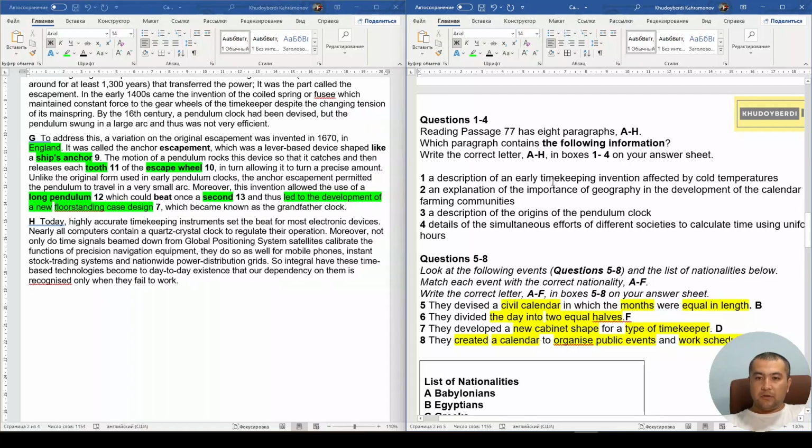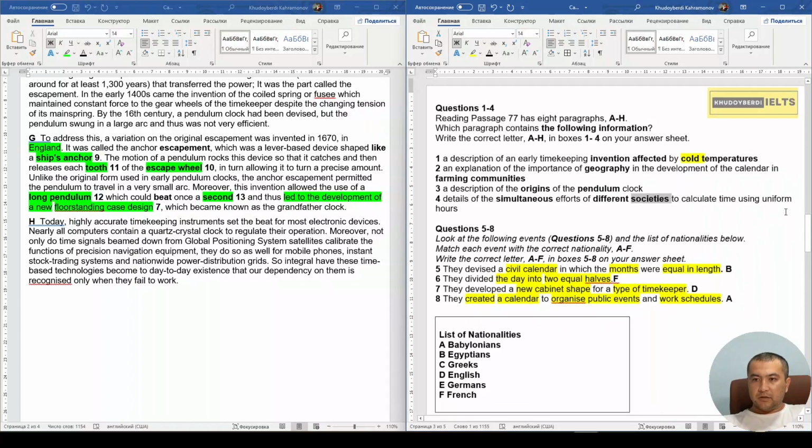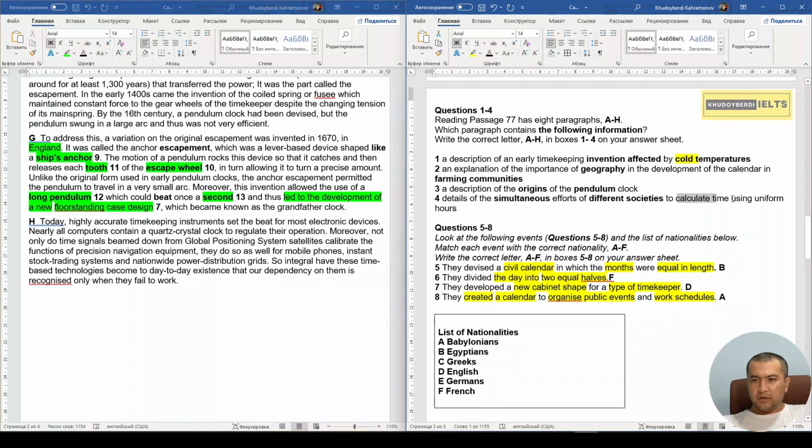So the description of early timekeeping invention affected by the cold temperature. So it's about colding, right? Cold temperature. Okay. And invention affected by, okay. The explanation of importance of geography, development of calendar farming community, and description of origins of pendulum clock, and details of simultaneous efforts in different societies to calculate time using uniform hours, right? To calculate time using uniform hours. So let's just highlight these words.